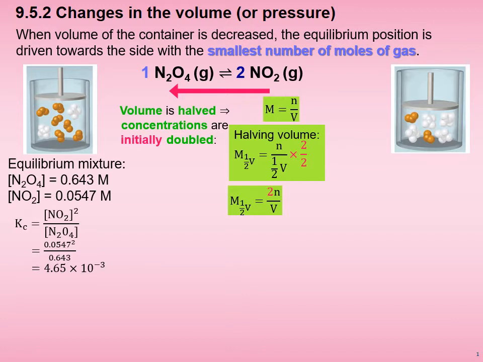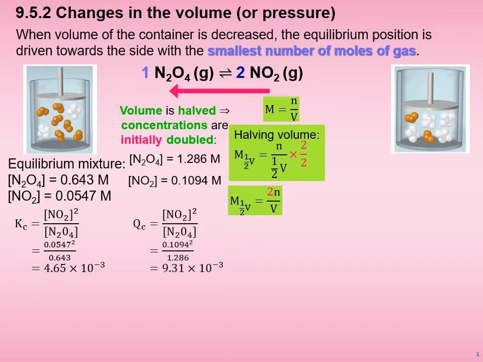The new initial concentration of N2O4 is now 2 times 0.643 molar, which is 1.286 molar, and the new initial concentration of NO2 is now 2 times 0.0547 molar, which is 0.1094 molar. We write the Qc expression, then substitute these initial concentrations into it. We get 9.31 times 10 to the power of negative 3.